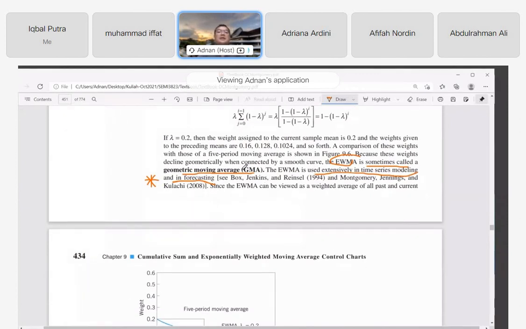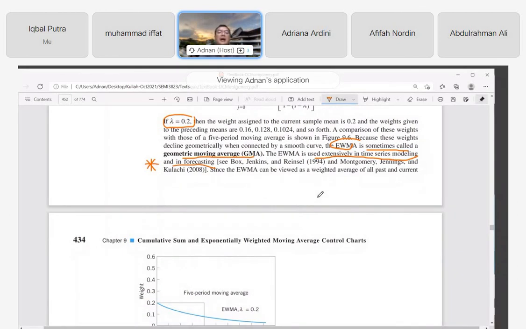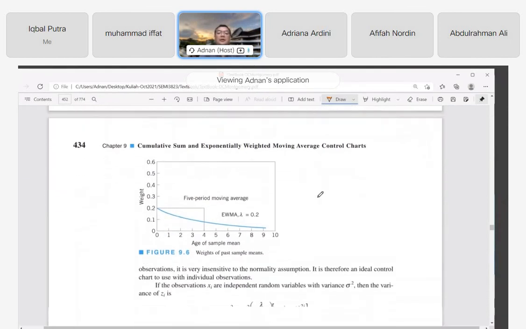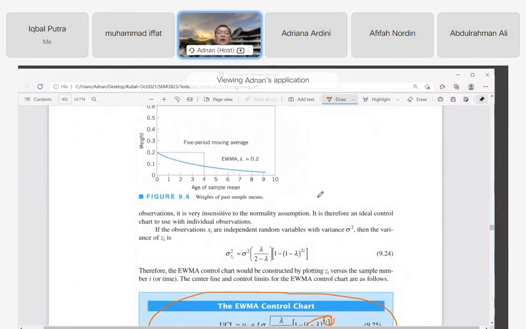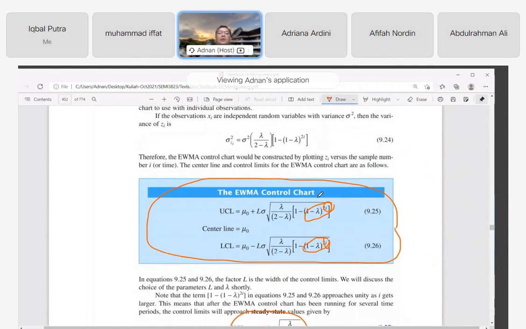As a recommendation, sometimes people use the value of lambda 0.2. A bigger value of lambda shows that the current observation value is important, but a low lambda shows that the old values are more important.